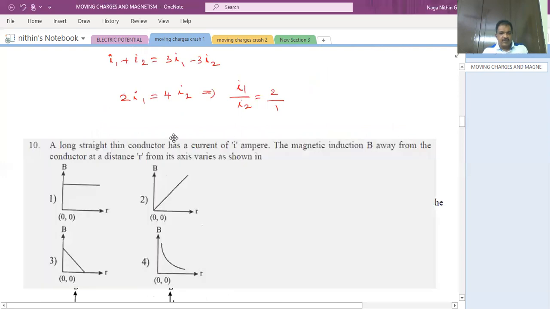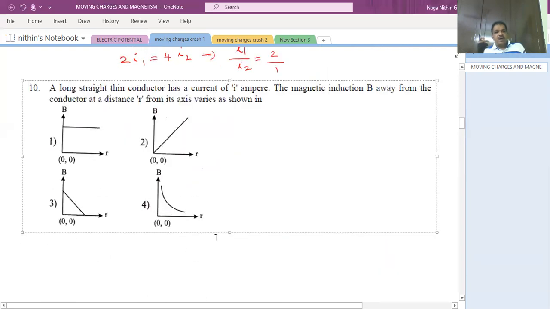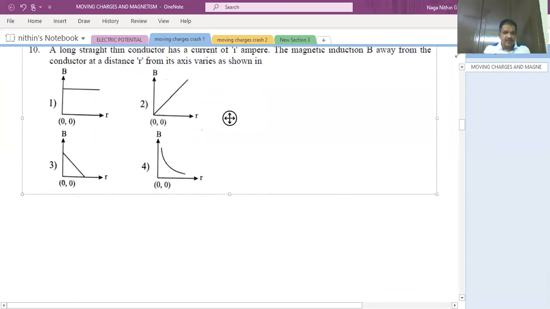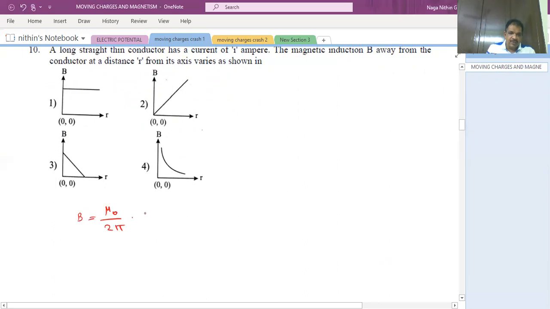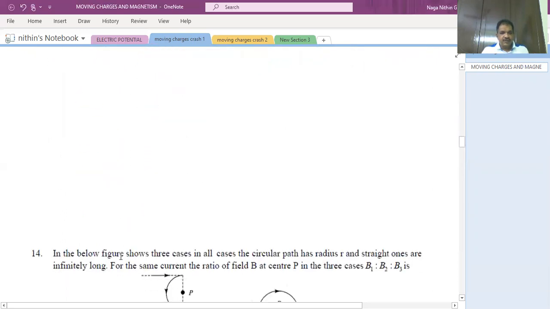Next, see the 10th question, what they are asking. A long, straight, thin conductor has a current of I ampere. The magnetic induction B away from the long conductor at a distance R from the axis will vary. For a long conductor, what is the formula? B is equal to mu naught by 2 pi I by R. So the relation between induction and R will be B proportional to 1 by R. So the inversely proportional graph will be a rectangular hyperbola. So the fourth option.